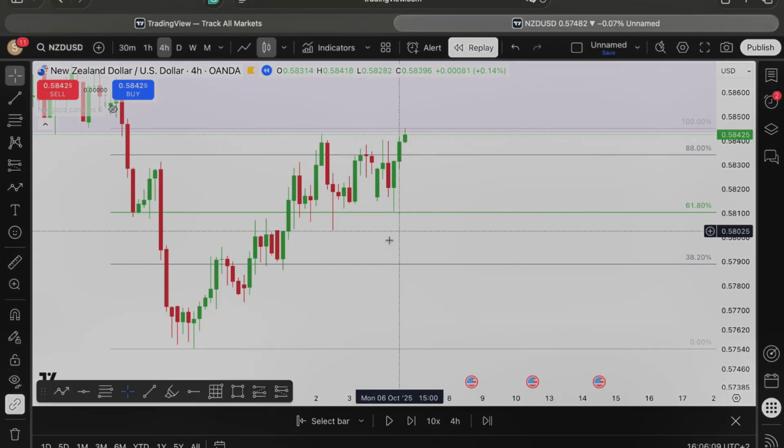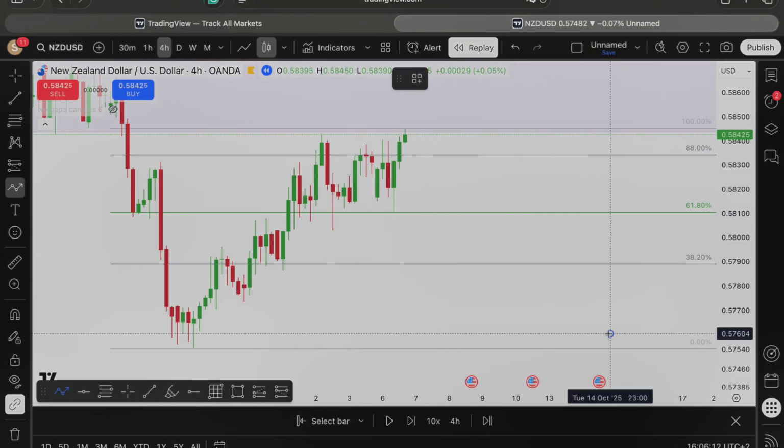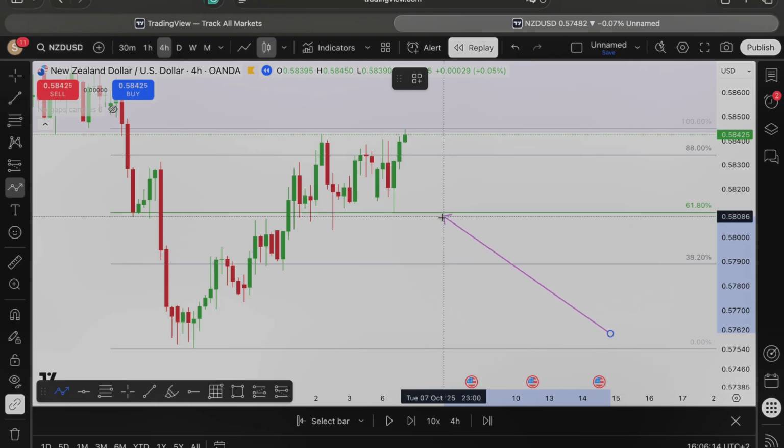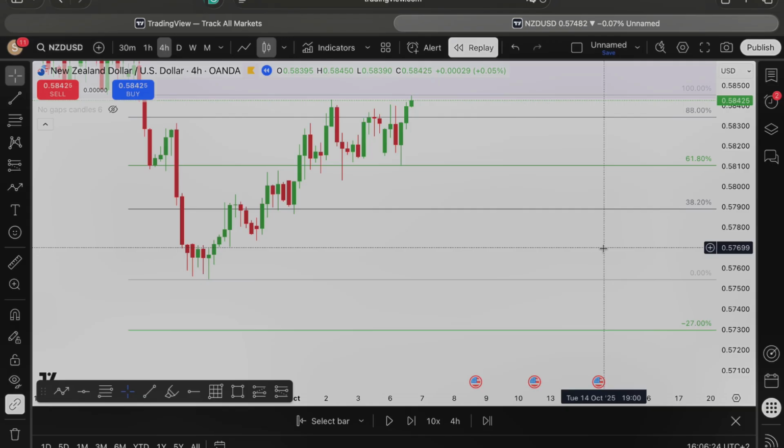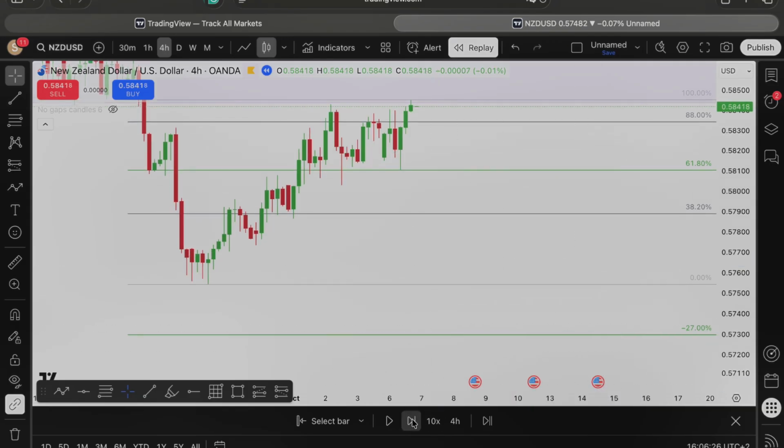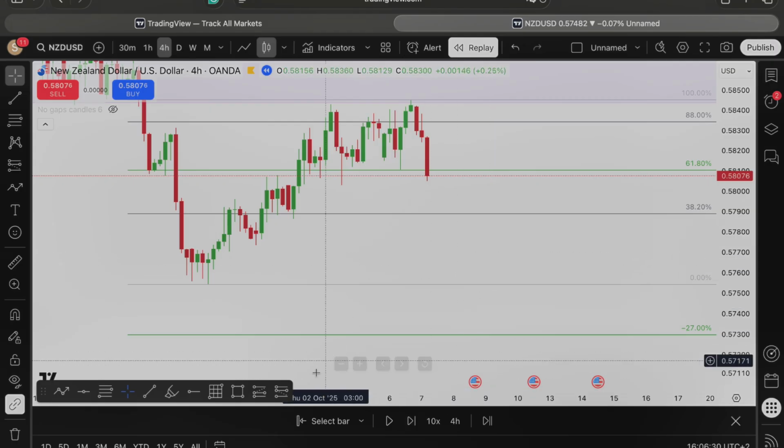On the 4 hour, we are going to wait for a break of this 61 level, followed by a retest to tap us into the trade. So right now we are waiting until we have a break of the 61 level. As you can see, we now have a valid break.